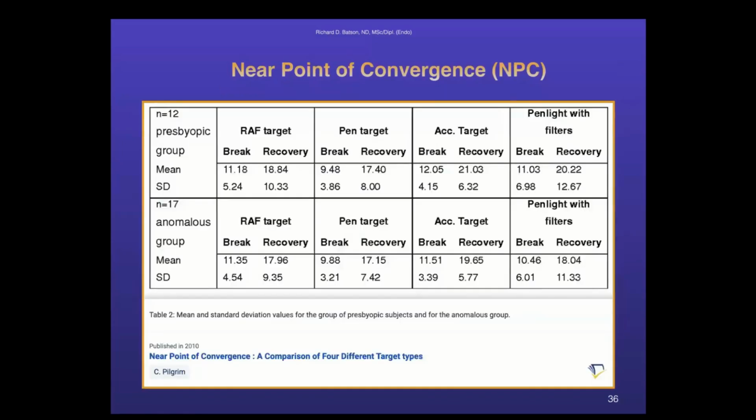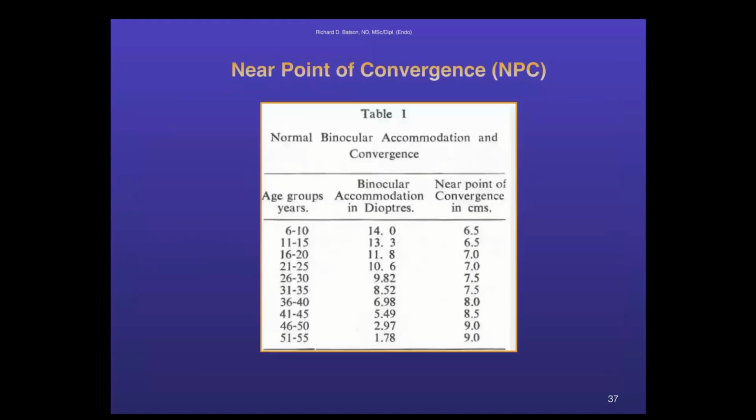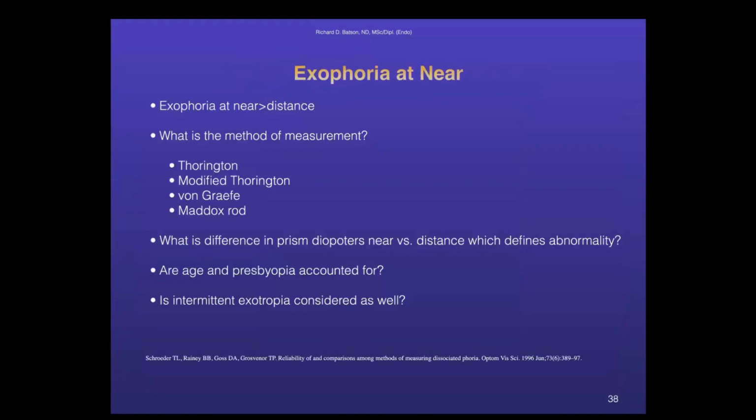And that's an example of normative data. I just want to briefly cover that. These are examples, Royal Air Force rule, pin target. This is an example of normative data that was done for different age groups. So it shows you that it's there in the studies. Not everybody reports it. This is exophoria at near. We'll have to cover this another time, but there are different methods for measuring exophoria. So Thorington, modified Thorington, Von Graaff, Maddox rod, and then the same types of questions that need to be asked about measurement. So again, method of measurement, cut point criteria, distance versus near, those types of questions.